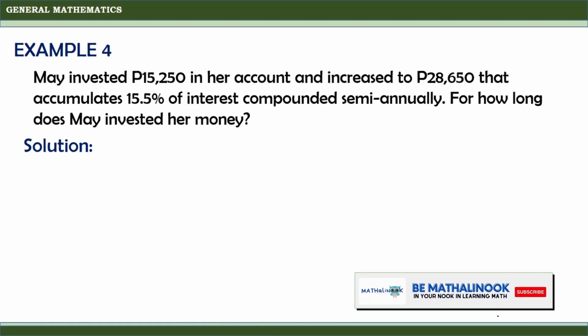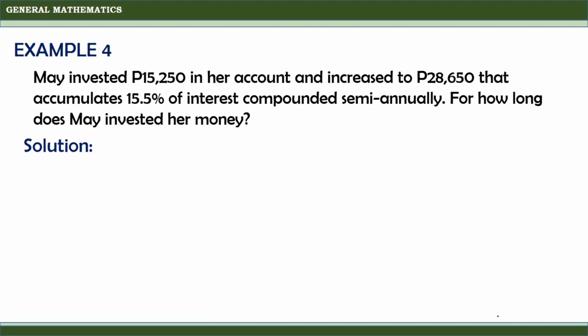Another example, May invested 15,250 pesos in her account and increased to 28,650 pesos that accumulates 15.5% of interest compounded semi-annually. For how long does May invest her money? The question, for how long does May invest her money, means that we are after the number of years or the term. To do that, or to solve for the time, then we need to list down our given.